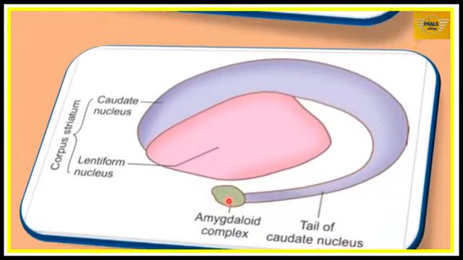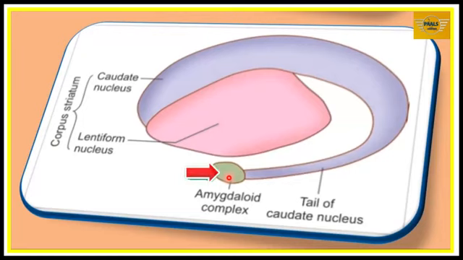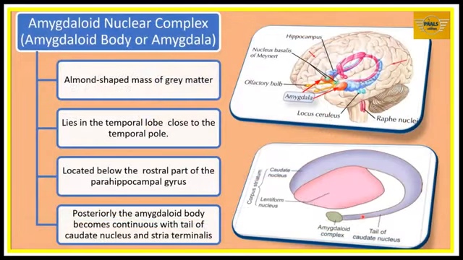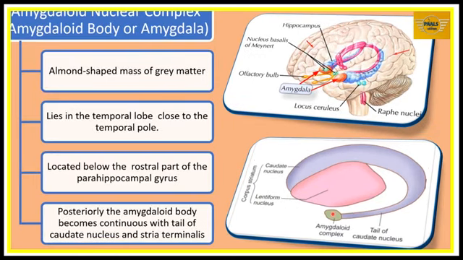And in this other picture, this is also the amygdala. The amygdala is one of the subcortical components of the limbic system. It's actually one of the cell groups that is seen in the basal ganglia. It's almond in shape, and it is seen lying in the temporal lobe, close to the temporal pole.